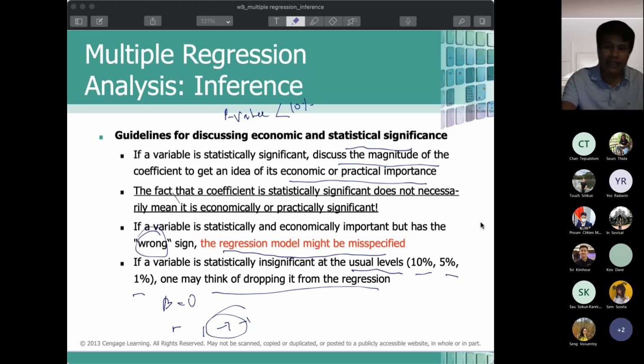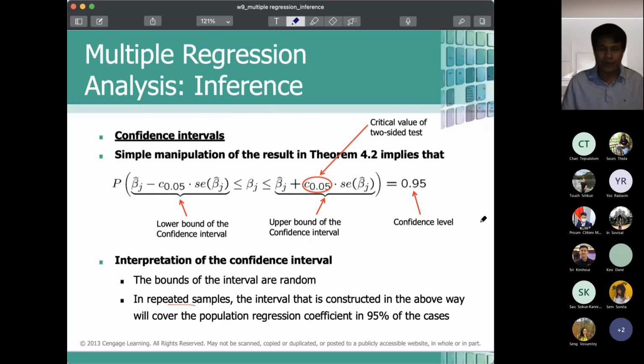All right, so we move on next. Now we move on to confidence interval. What is a confidence interval? A confidence interval is the interval of your estimate. To construct a confidence interval, it is your estimate minus critical value multiplied by standard error. This is what we call the lower bound of the confidence interval, and if we add, it is the upper bound of the confidence interval.